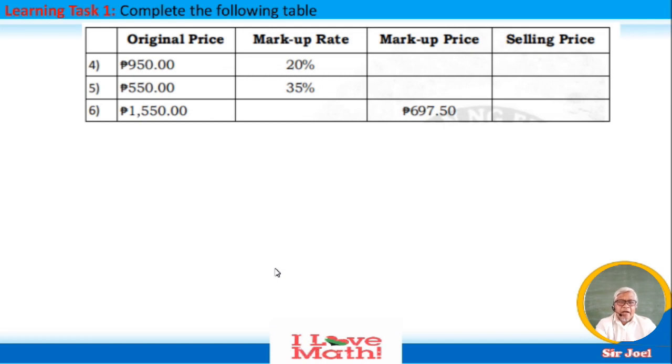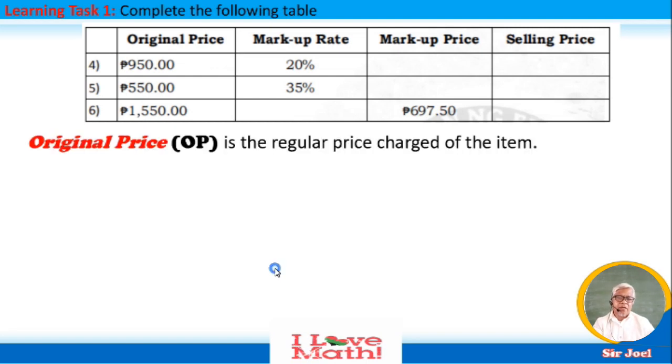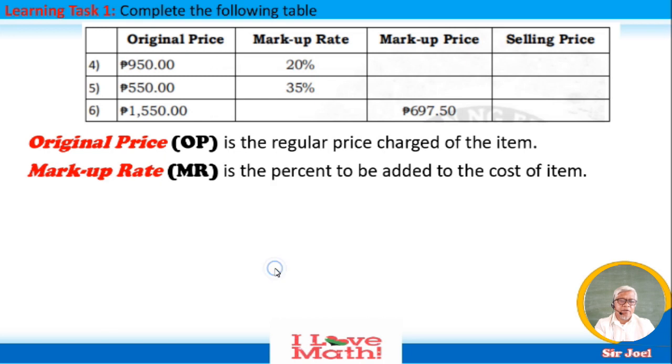Problems number 4, 5, and 6. This time, yun namang headings natin ay merong original price, markup rate, markup price, and selling price. Lagyan ulit natin ng definition. When we say original price or the OP, it is the regular price charge of the item. Markup rate or MR is the percent to be added to the cost of item. From the word up, mark up, so pagtaas. Kung kanina yung discount ay pagbawas, itong markup rate naman ay pagtaas.